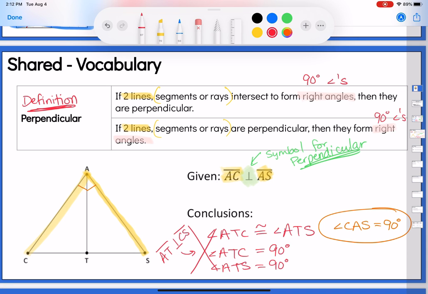So be careful. It's not just the angles that look like they're right angles, right? It's got to be the angle that's between the two segments that you're given that are perpendicular. So angle CAS is the correct conclusion here. But we could also say, if we know that it's a right angle, then we could also say that angle CAS is a right angle because we knew it was a 90-degree angle. So these two are good, but the ones down at the bottom are no good because those are different segments that would be perpendicular. So be careful on what your given says.